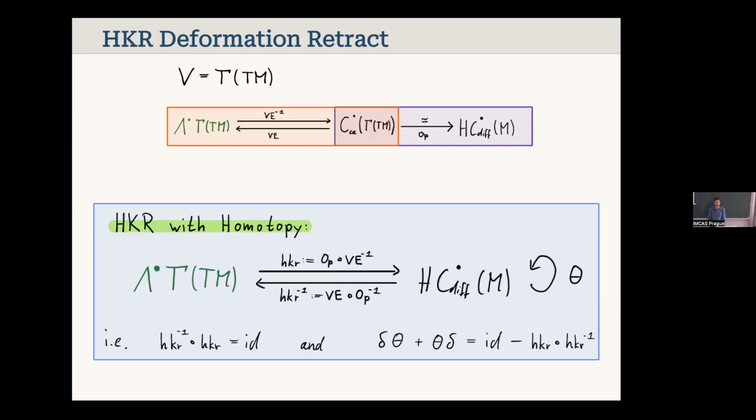But for the quasi-inverse HKR to the -1, here we first use the isomorphism from the symbol calculus and then the Van Est map. Here, this really depends on the choice of a covariant derivative. And also the homotopy we get, which is essentially just the homotopy from the Van Est double complex, identified with the symbol calculus, also depends on the choice of a covariant derivative. Nevertheless, any such covariant derivative yields a deformation retract in this sense.